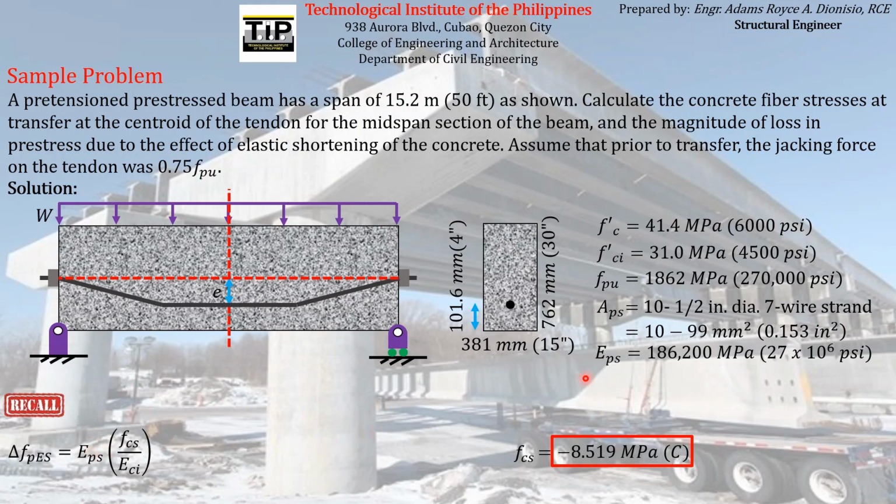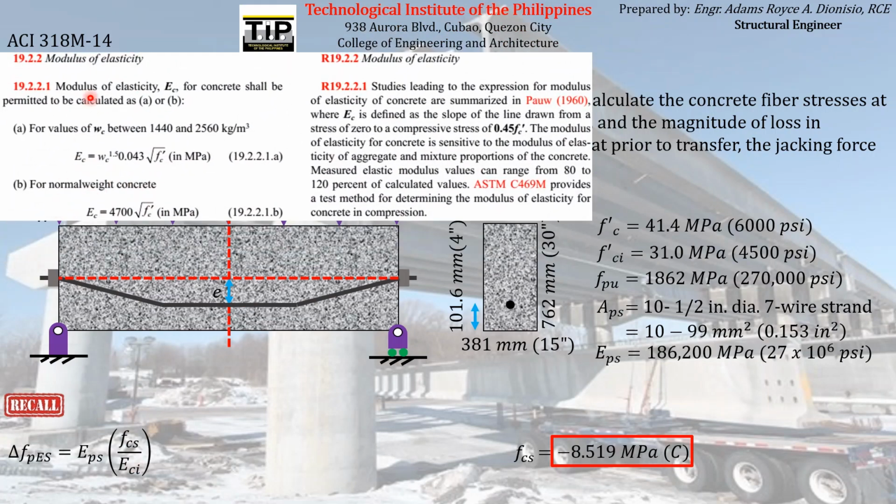So EPS is already given in the problem, and FCS is already computed. The only unknown in this equation is ECI, the modulus of elasticity of concrete at transfer, the initial modulus of elasticity. How can we compute that value? If you recall the code provision of ACI 318M-14, specifically section 19.2.2.1, it specifies how to compute the modulus of elasticity of concrete. Although in this problem we don't know what type of concrete was used, we can always assume that the concrete is normal weight concrete, so we can use this formula.